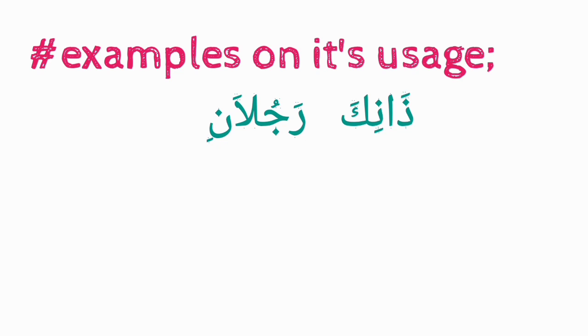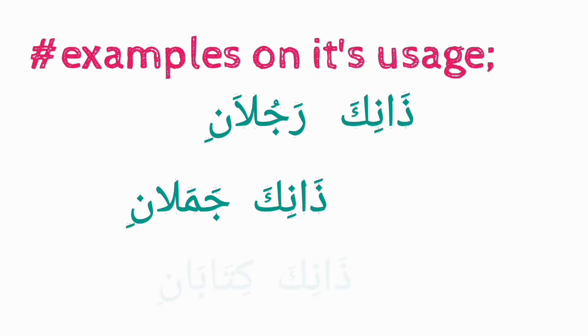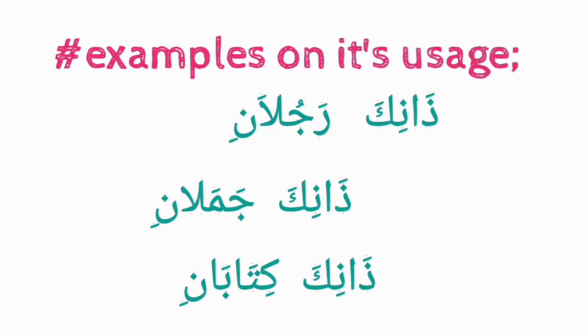Some of the ways you can make use of zanika: we have zanika rajulan, those are 2 men. Zanika jamalan, those are 2 camels. And we have zanika kitaban, those are 2 books. So take note of how they are being made.